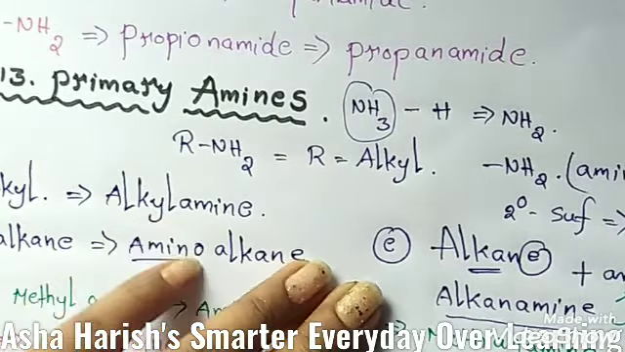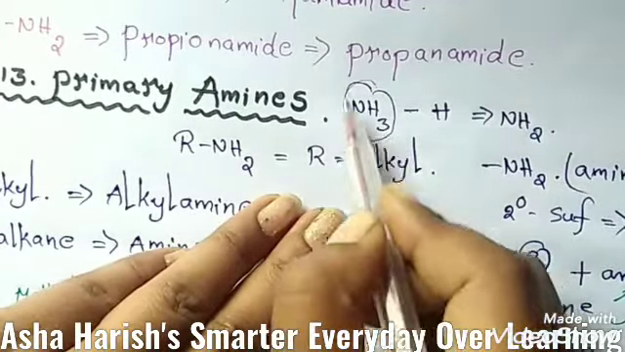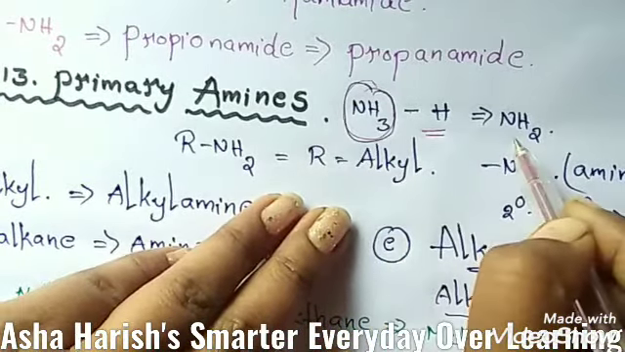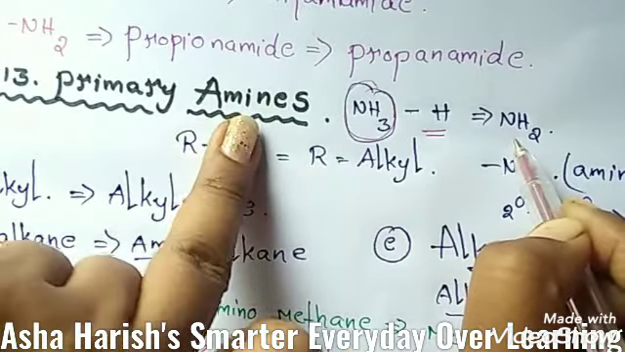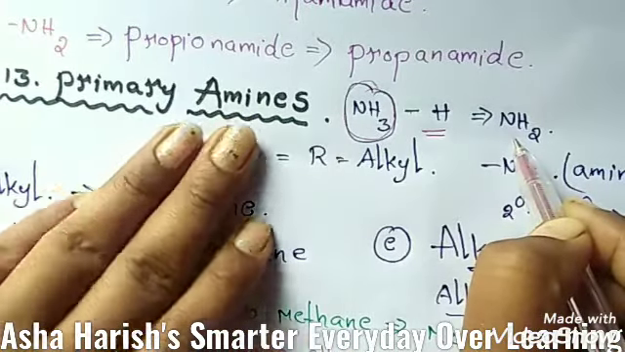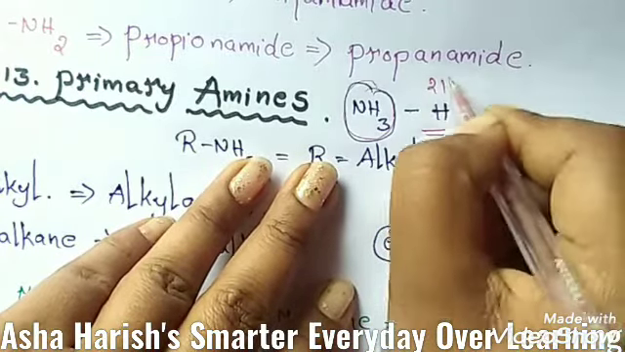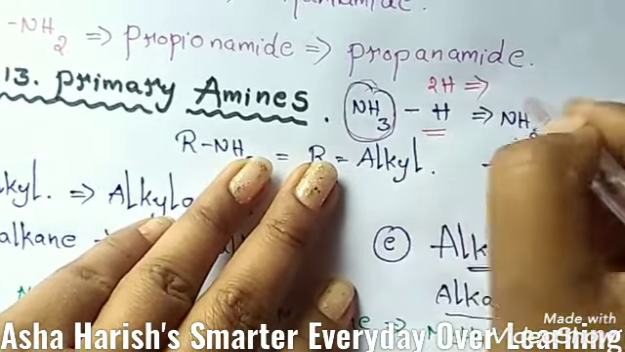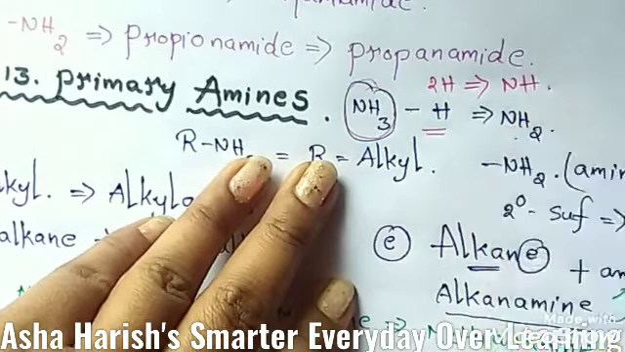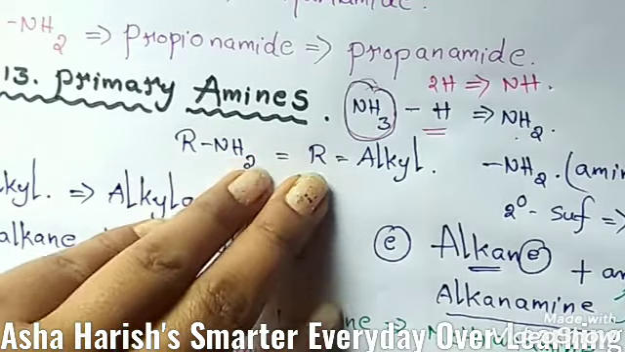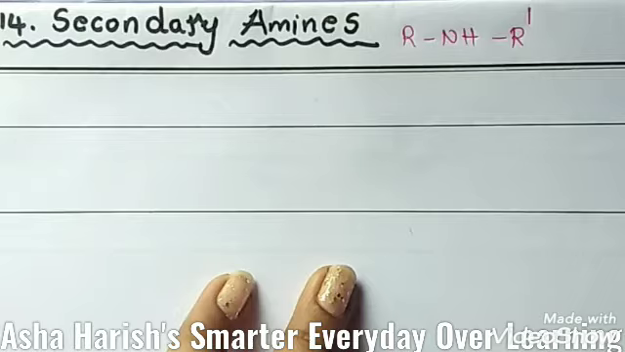When I was telling you about primary amines, from ammonia, if you remove 1 hydrogen, you get NH2. That is only about primary amines. But for secondary amines, from this ammonia, if you remove 2 hydrogens, you get only NH. That NH is known as secondary amine. Okay, you should remember that.